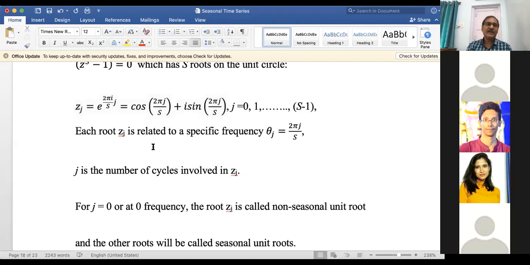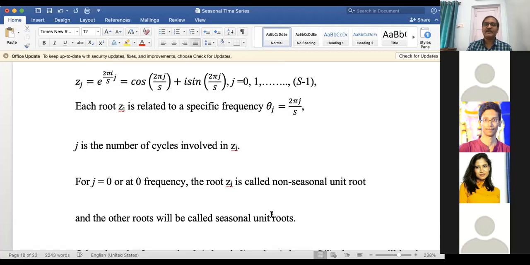In other words, if we set j equal to 0 here, that is, if we consider 0 cycles, in 0 cycles we have a 0 frequency. So at 0 frequency, the value of the characteristic root is equal to 1. So for j equal to 0, or at 0 frequency, the value of Zj will always be equal to 1 in this case. And this is called the non-seasonal unit root.